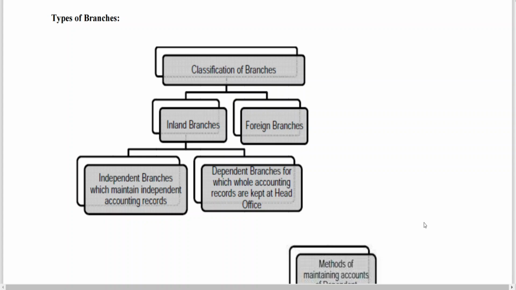So like that, a few examples I have given. These examples we discussed today in independent branches. That means for the first time you are seeing that accounts are also being maintained by the branch. It was not the case earlier. That is what is called independent branches, which maintain independent accounting records.